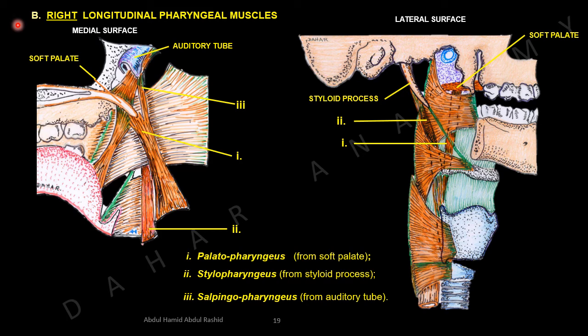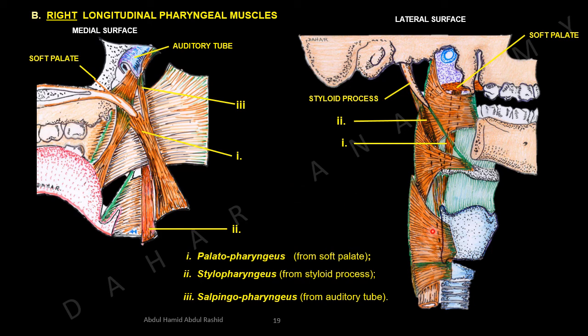We have 2 diagrams here. This is the lateral wall looking from inside, medial view. This is the lateral wall looking from outside, lateral view. Okay, let's see the structures here. This is the auditory tube. This is the soft palate. And this is the pharyngeal region. In this diagram, here is the soft palate, and here is the styloid process. This is the pharyngeal region.